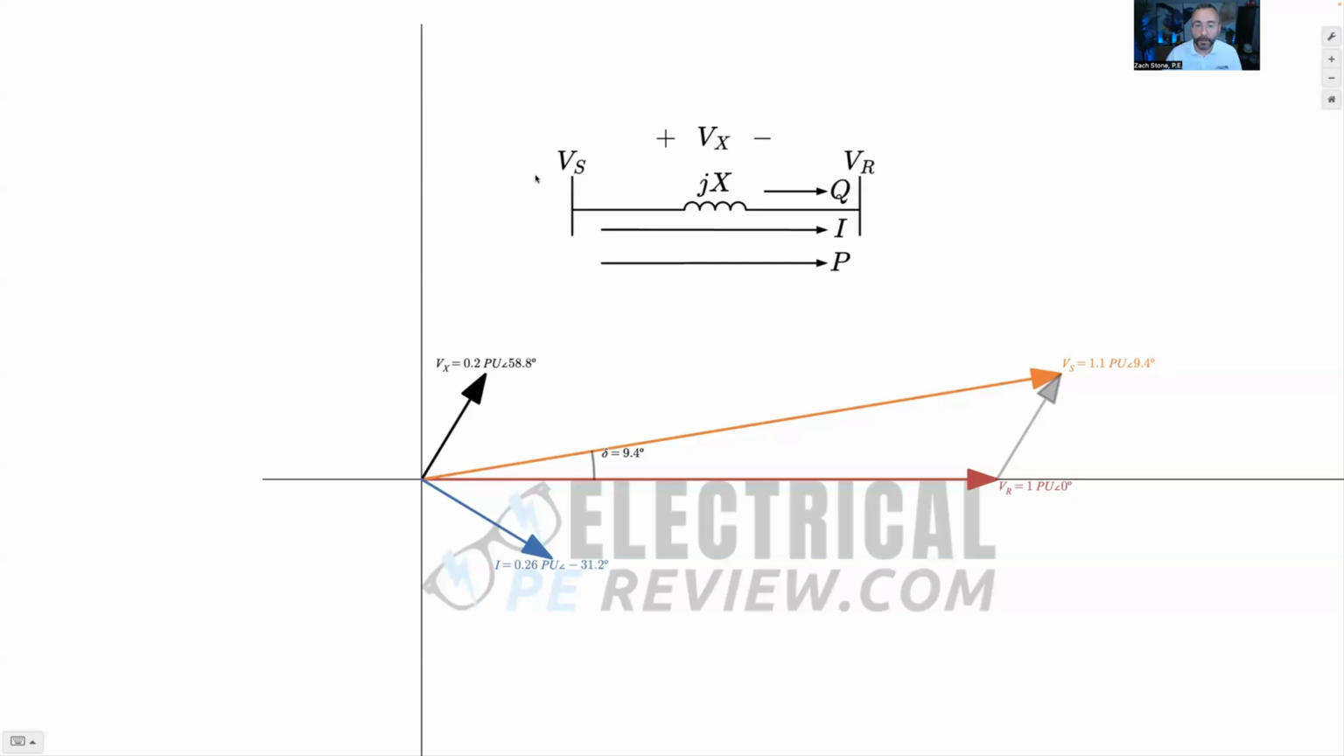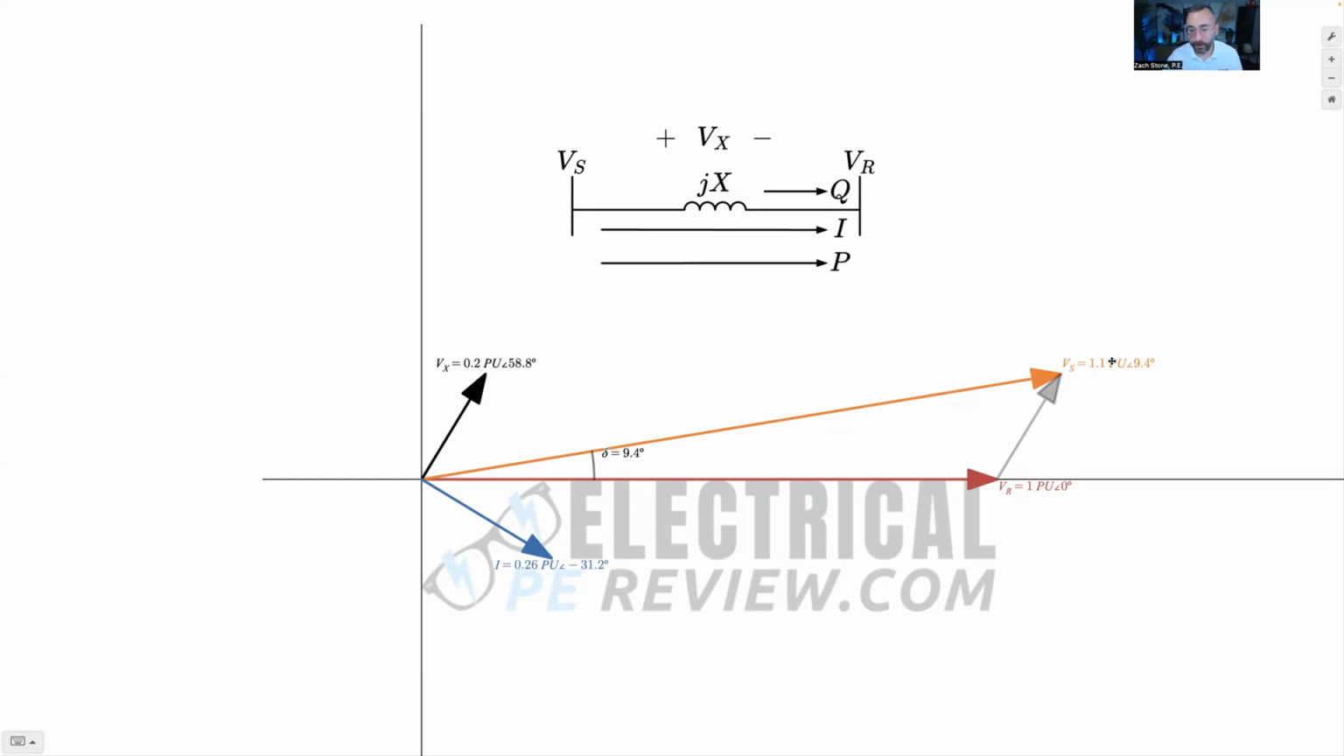So look at this. Here's our sending bus. Here's our receiving bus. VX, this black phasor, that's just a voltage drop across the two of them. Current is always going to flow in the direction of real power. And for the purposes of these phasors, Q is flowing into the receiving bus. So as long as Q is positive, that's true. But if Q is negative, it's really flowing into the sending bus.